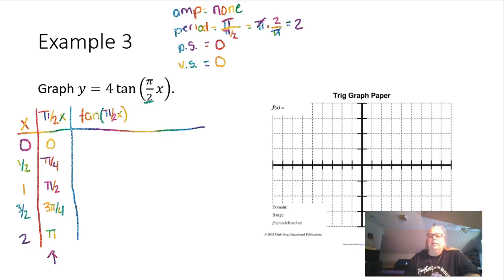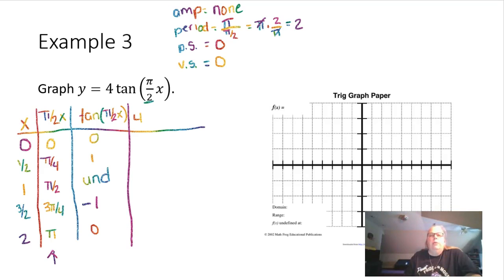All right, at 0, the tangent, that's the sine divided by the cosine. So that's 0 divided by 1, that's 0. The tangent at pi over 4, that's going to be the square root of 2 over 2 divided by the square root of 2 over 2, that's 1. The tangent at pi over 2 is going to be 1 divided by 0, that's undefined. The tangent at 3 pi over 4 is going to be square root of 2 over 2 divided by negative square root of 2 over 2, which is going to give us a negative 1. And then the tangent at pi is going to be 0 divided by negative 1, which is just going to give us a 0.